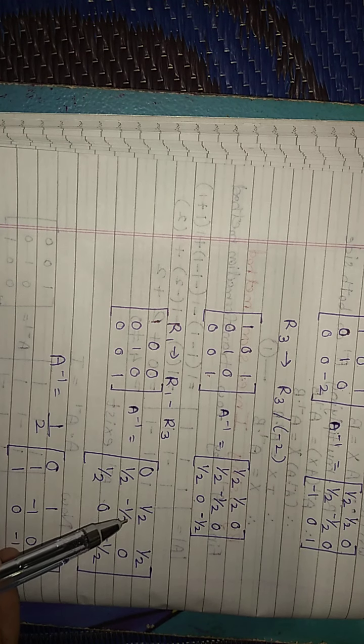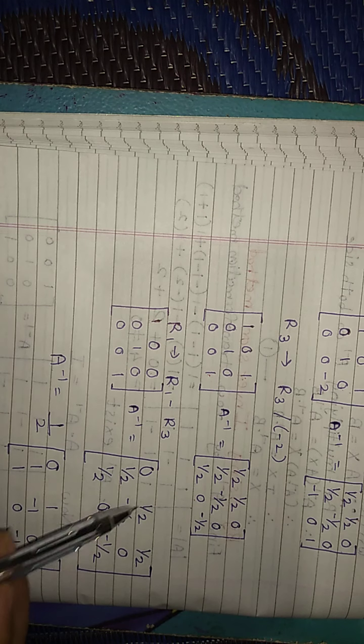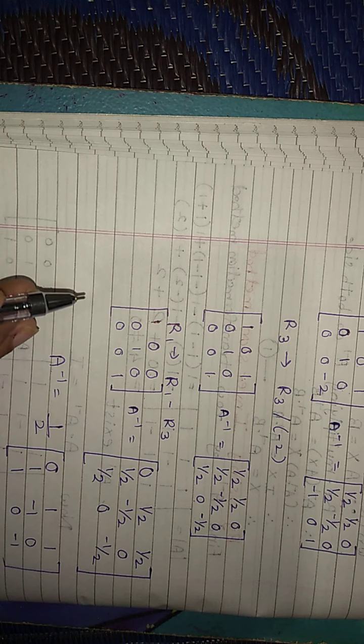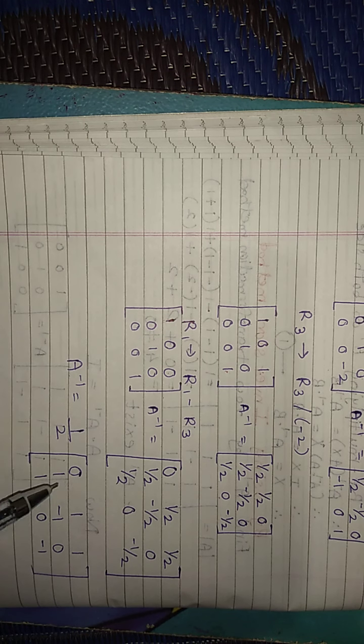Now in all these numbers we have to observe that 1 upon 2 is common in all the elements. So keep 1 upon 2 outside of the brackets. So it remains 0, 1, 1, 1, minus 1, 0, 1, 0, minus 1. We get the inverse of a matrix.